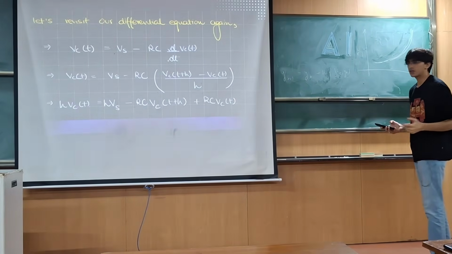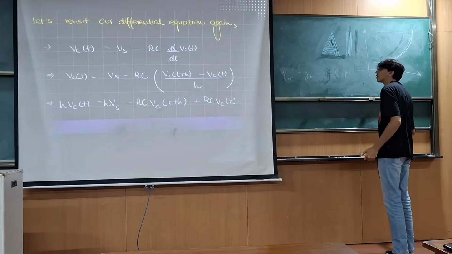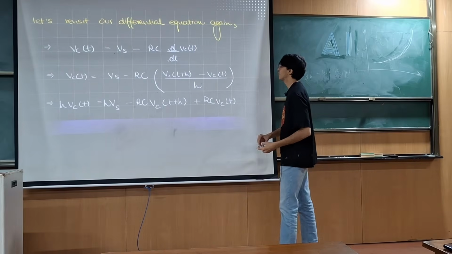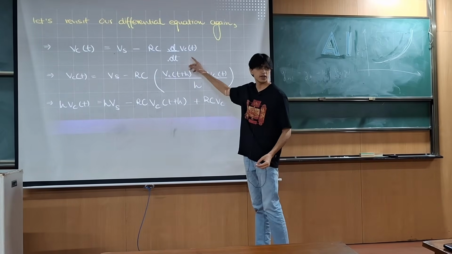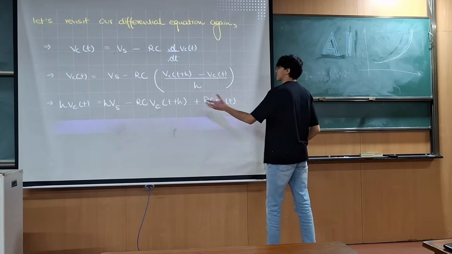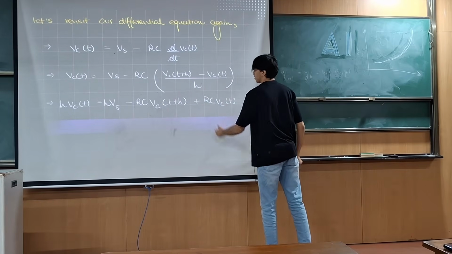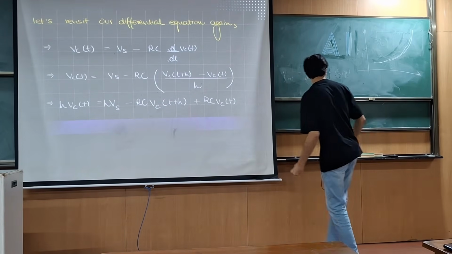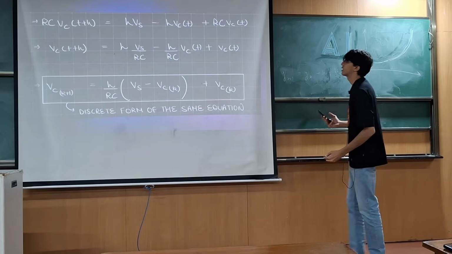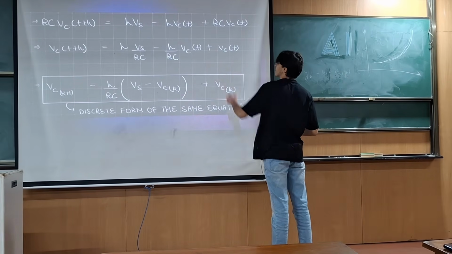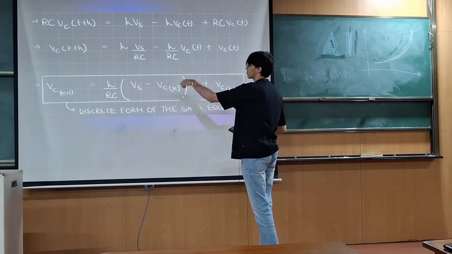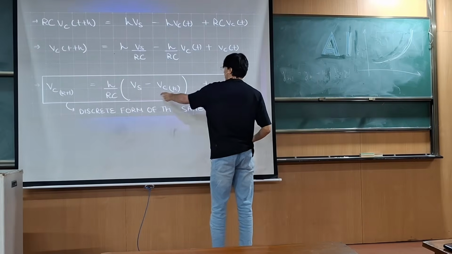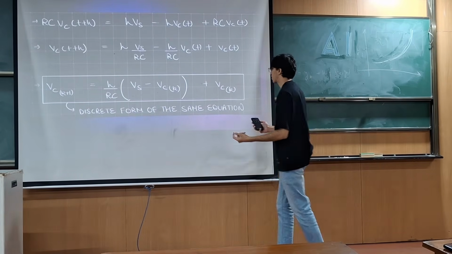Now let's go back to the differential equation, the RC circuit equation that we had. Here we do some simple manipulation. The time derivative of the voltage across the capacitor, we'll write in the discrete form: (Vc(t+h) - Vc(t))/h. We multiply to the other side, and RC goes to the back. You take the term to the other side. This is just manipulating the algebra. It's pretty simple. And so you get Vc(k+1) equal to this, which is the discrete form of the same equation.